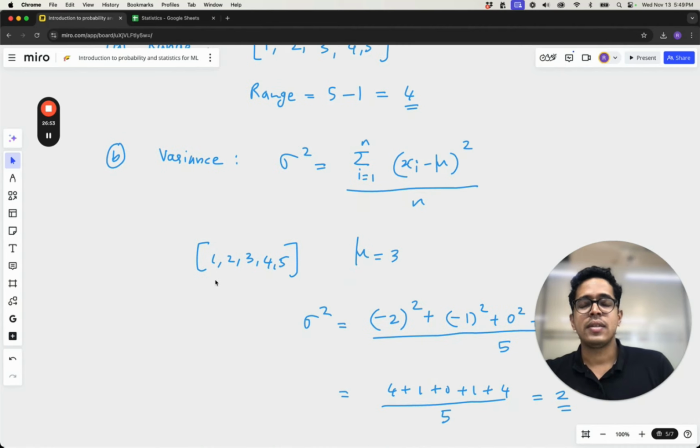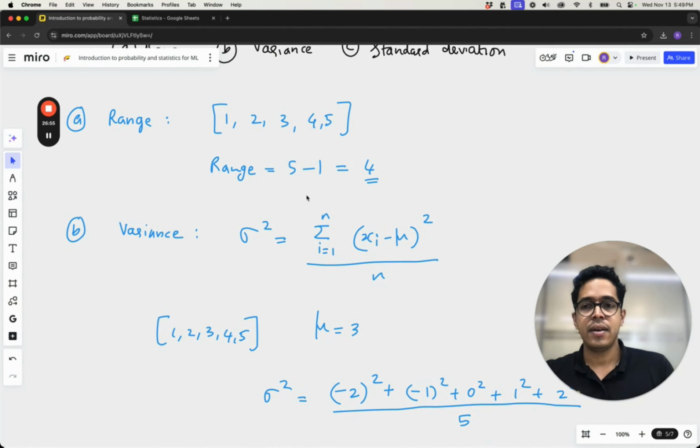Variance and standard deviation are closely related. Standard deviation is just the square root of variance, and variance, whose symbol is sigma square, is equal to the sum over all the data points of (xi minus mu) the whole square, divided by n. Now xi is each of these individual points, and mu is the mean value. You have to square them so that negative values won't cancel each other, and then divide by n.